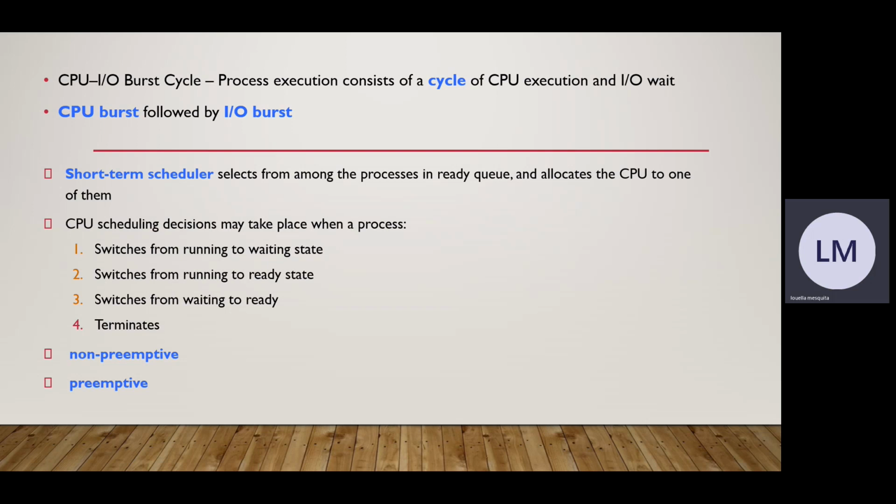When scheduling occurs in case 1 and 4, it is called non-preemptive or cooperative. Otherwise, it is preemptive. So what is non-preemptive? Once the CPU is given to a process, the process keeps the CPU until it voluntarily releases it, that is either by terminating or moving to the waiting state. This is called non-preemptive. Under preemptive, the process is stopped or interrupted from executing under certain circumstances.